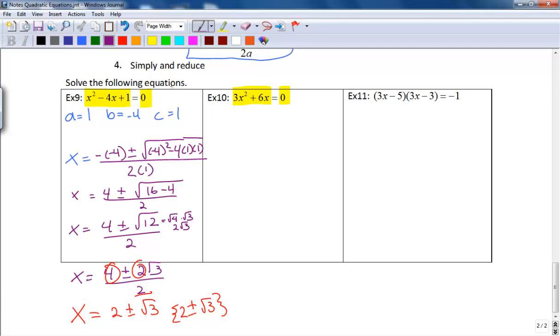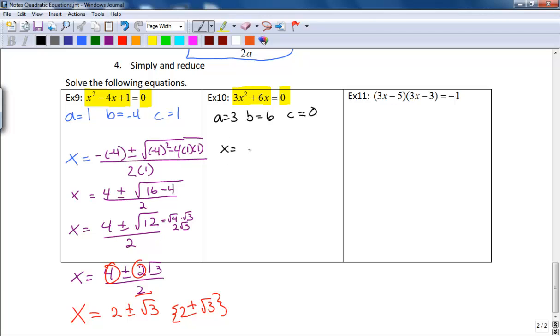Identify a, b, and c is step 2. Well, a is equal to 3, b is the coefficient of your x term, that's 6, and c is equal to, well, do I have a constant term there? I don't, but we can always put in a 0 placeholder for that. So c is equal to 0. Right, let's plug it into the quadratic formula.